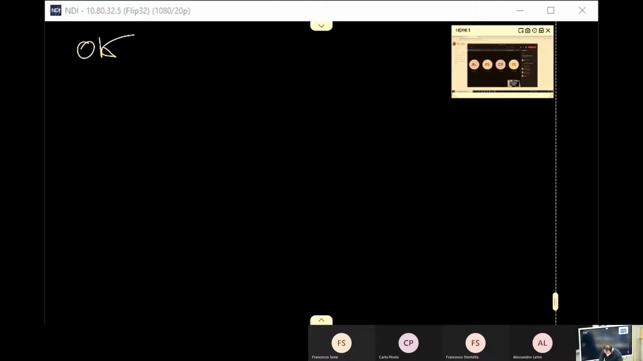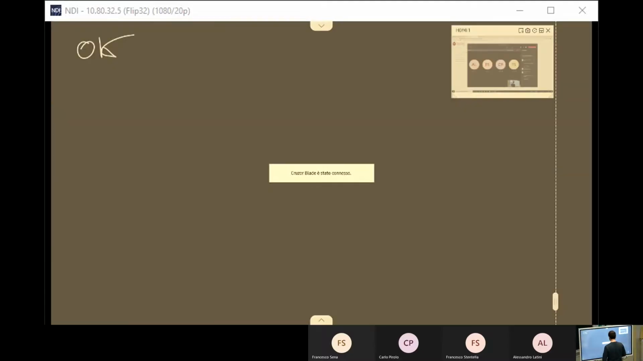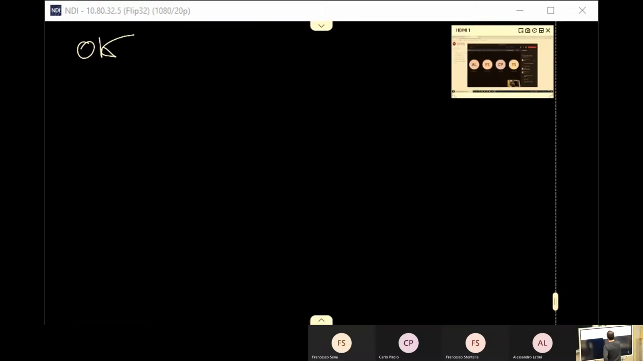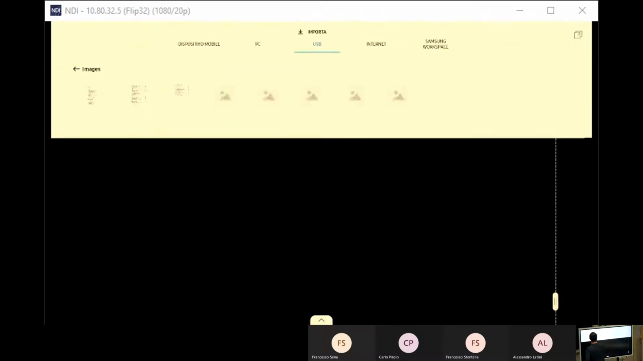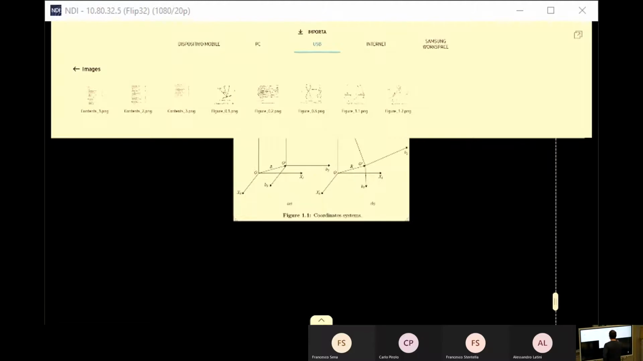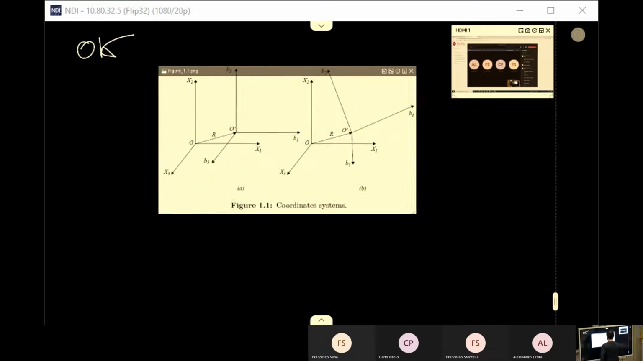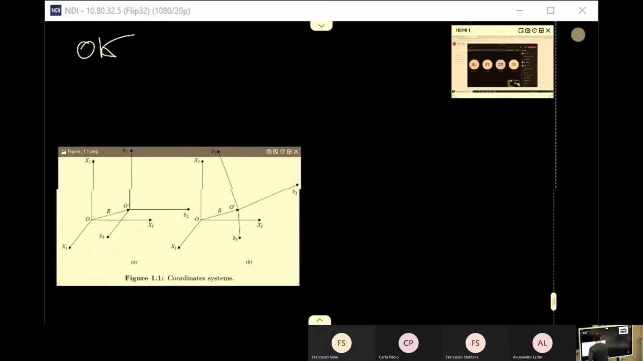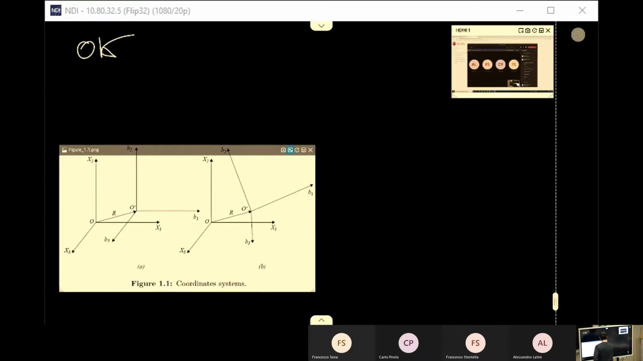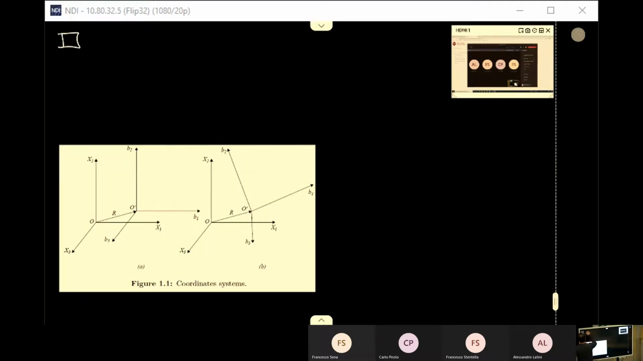let's again go back to where we were, and so let's load a couple of pictures. So if you remember, we started here. So let's actually do it like this. And again, the topic of today's lesson is again rigid body kinematics.